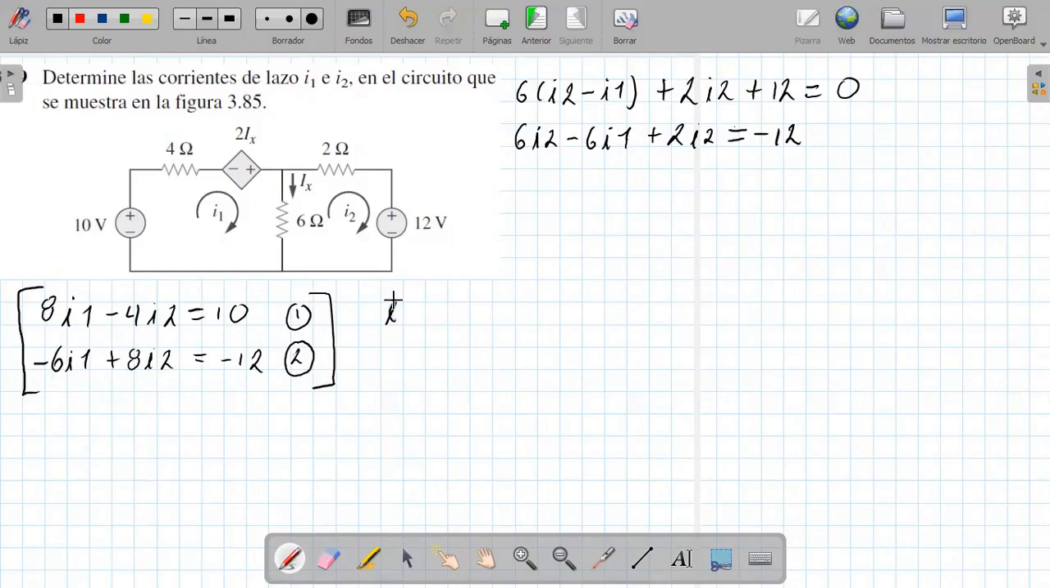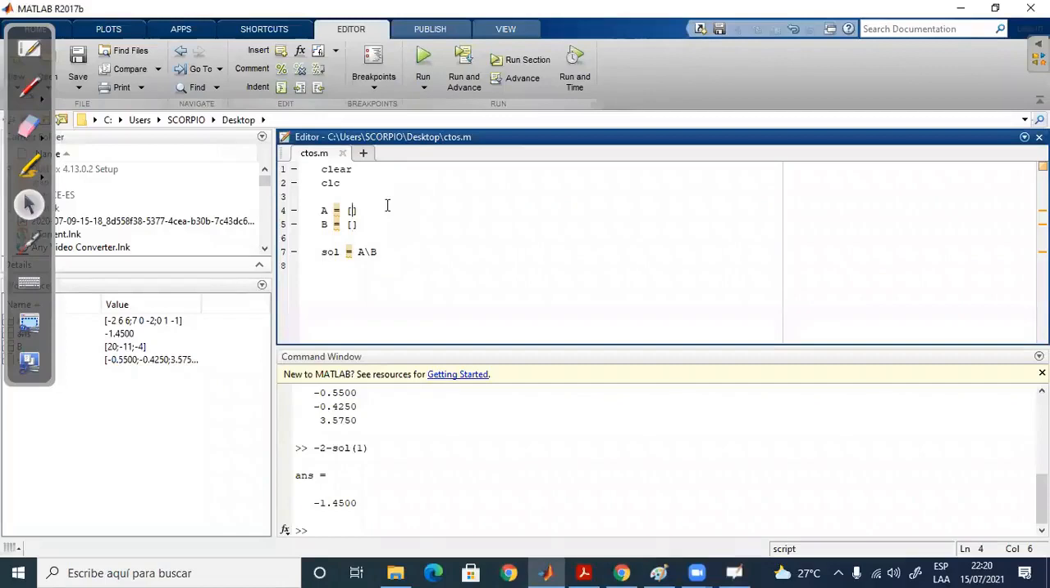I'm going to use MATLAB to determine how much I1 and I2 are worth, which is what the exercise asks me for. I go to MATLAB and locate equation 1: 8 space minus 4 semicolon, and in equation 2 it would be minus 6 space 8. Then B equal would be 10 semicolon minus 12, and we verify the solution variable is equal to A divided by B.